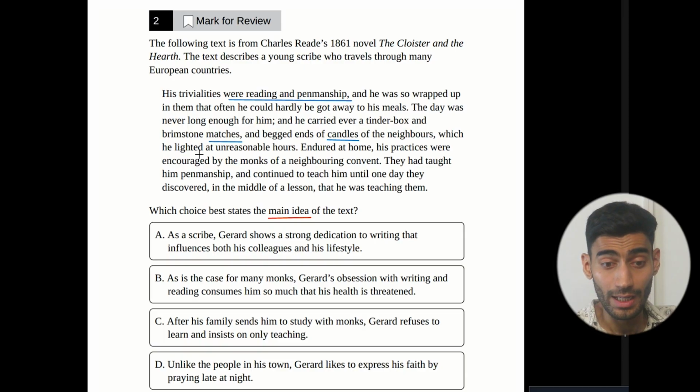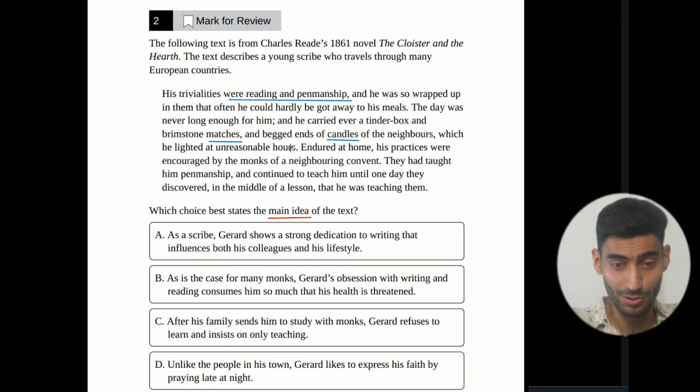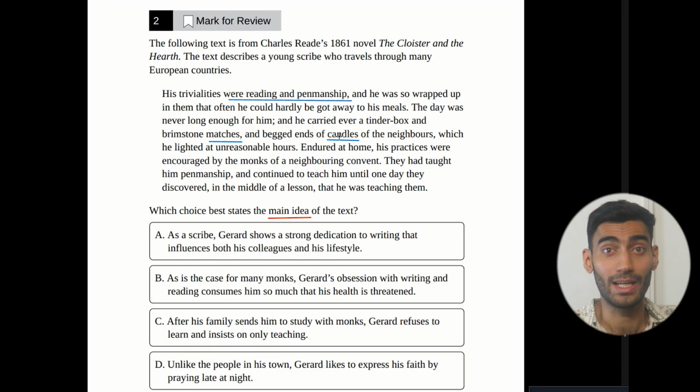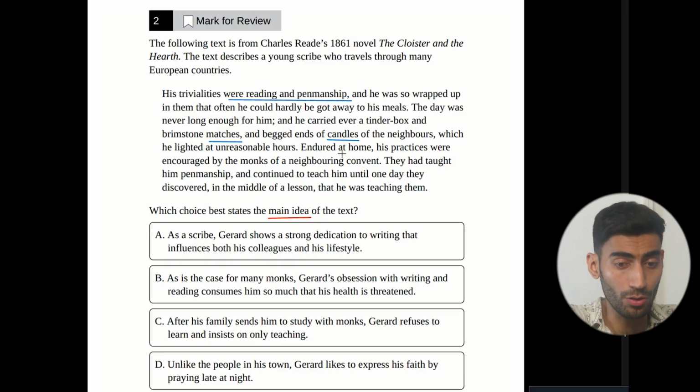Which he lighted at unreasonable hours. So he would light these candles at unreasonable hours. Who knows, maybe 2, 3 in the morning, maybe in, yeah, unreasonable hours. He would light them and be working on his reading and penmanship. Okay, endured at home, his practices were encouraged by the monks of a neighboring convent.